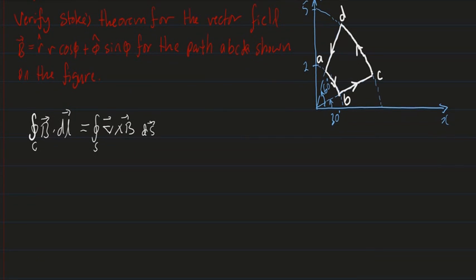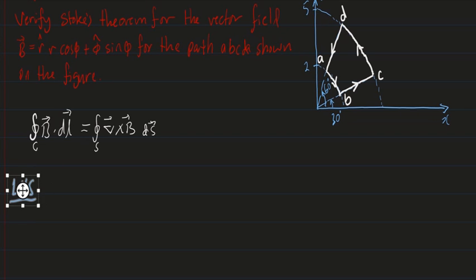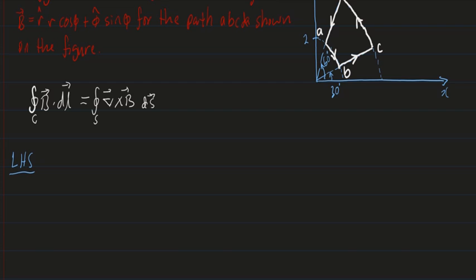So let me start with the left hand side and do this line integration. Let me put this, let's say, in blue. As we can see here, there are 4 line segments and they are different from each other, so we should calculate four different integrals and sum them up together.